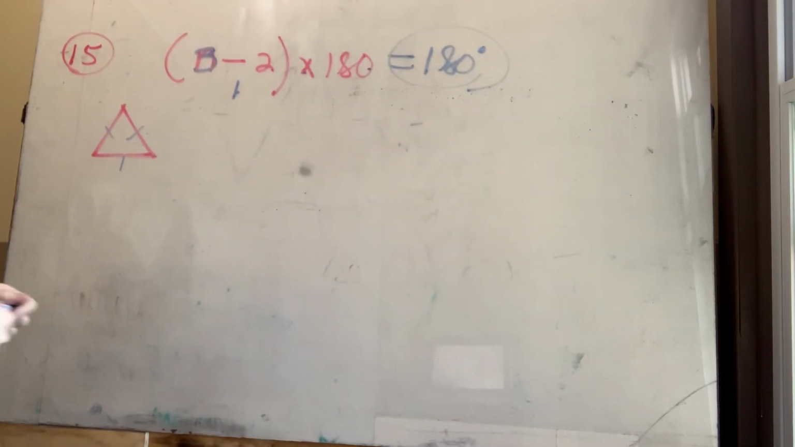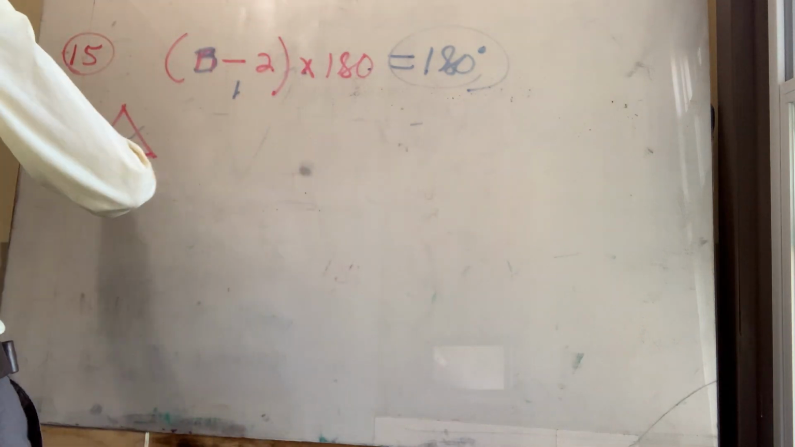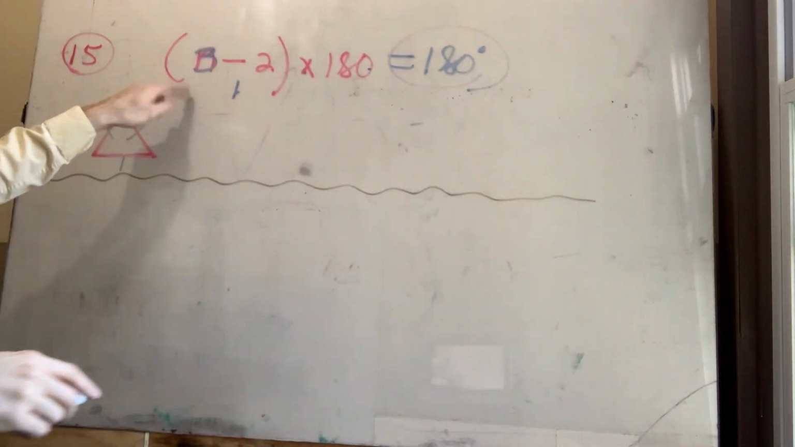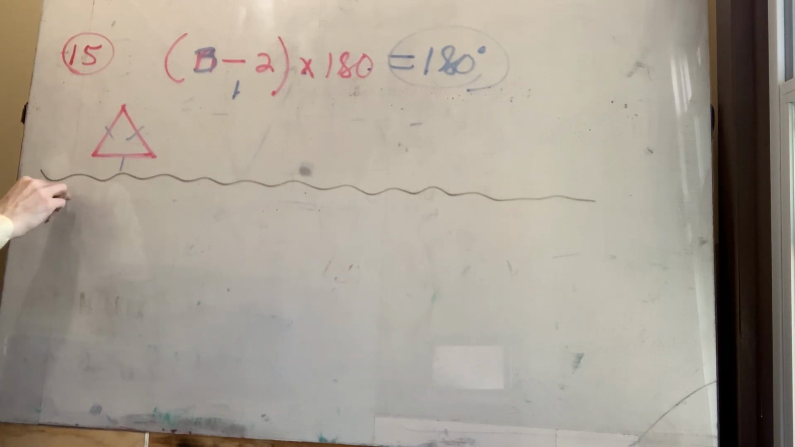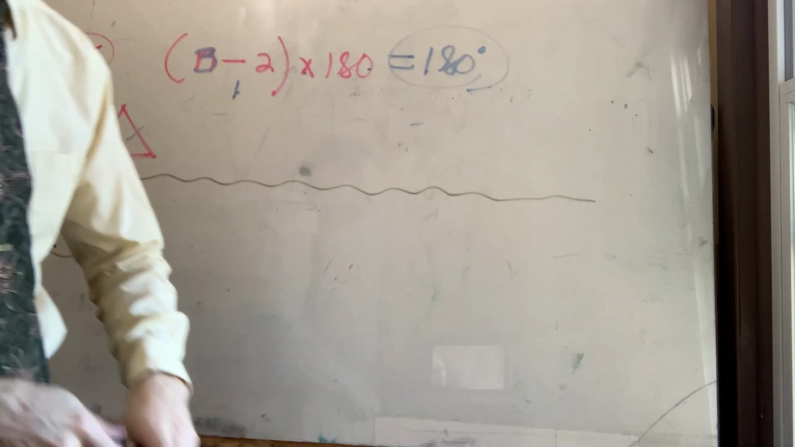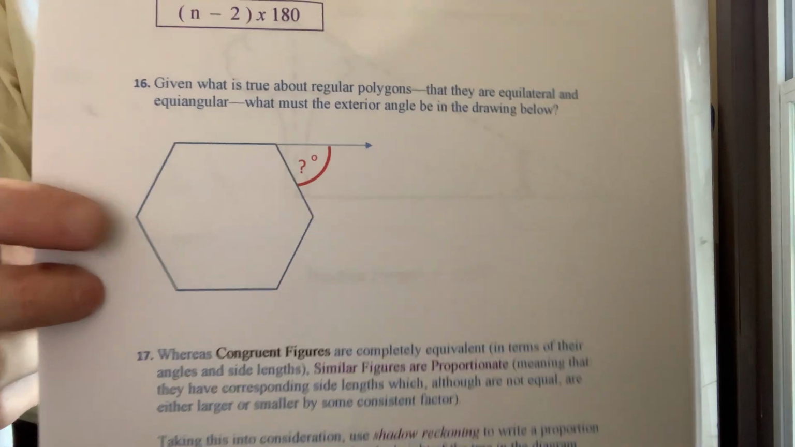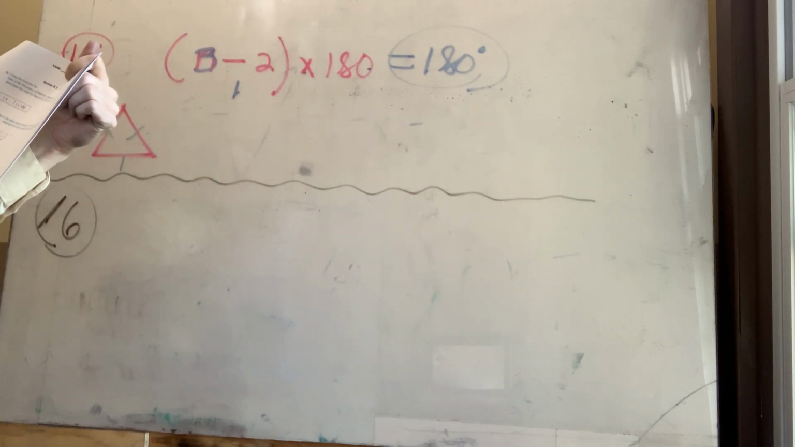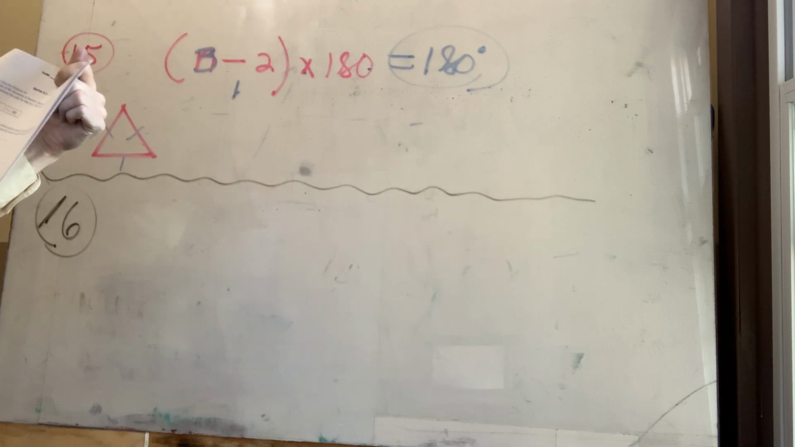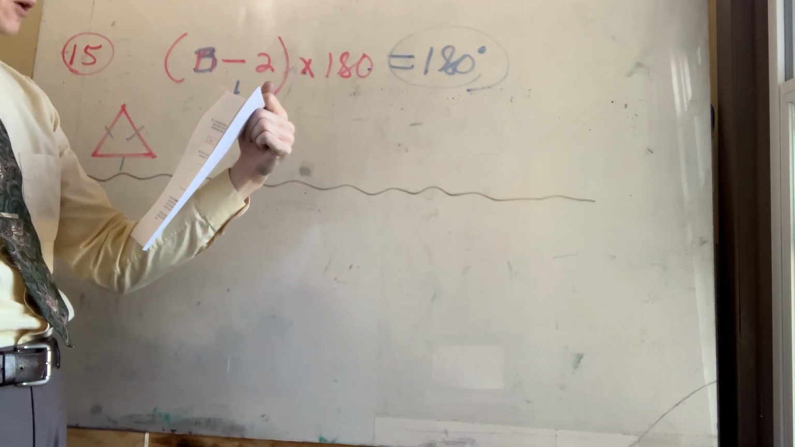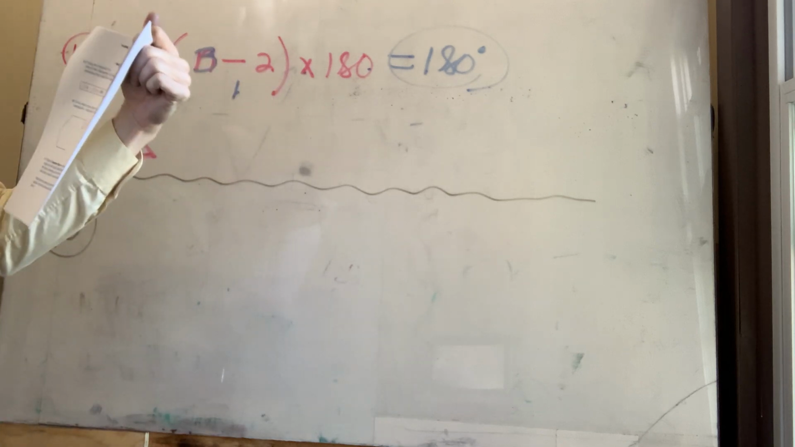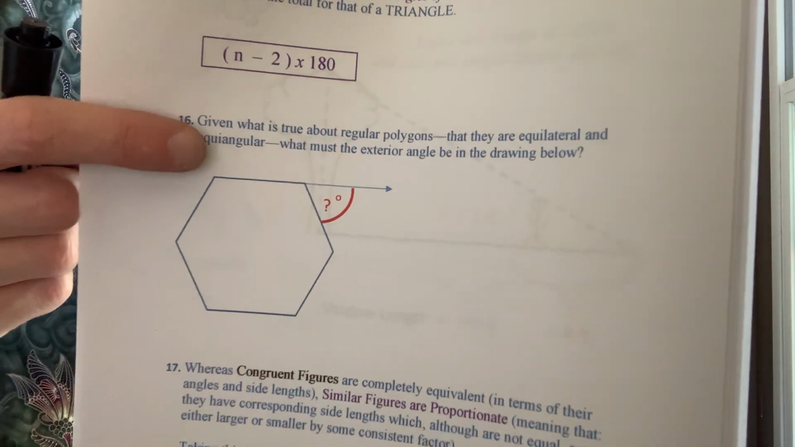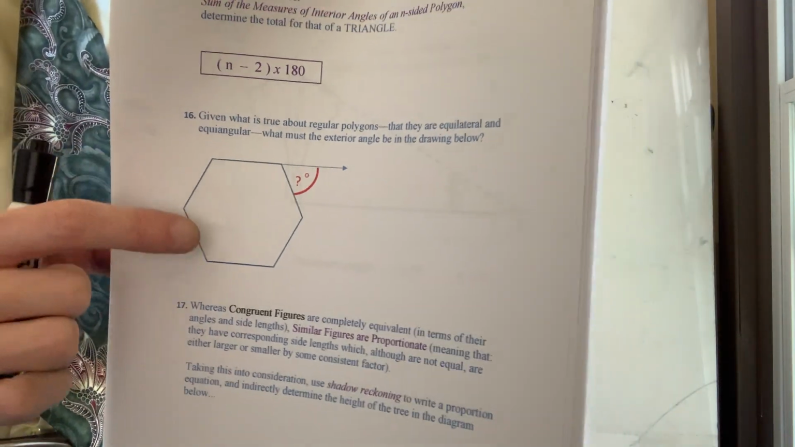Okay. When you do problem 16, it would be useful to have this formula handy. You're not going to use it exactly in the same way, but you will use it part of the way. Here's 16. Given what is true about regular polygons, that they are equilateral, that means that all of the sides are equal, and equiangular, which means all of the interior angles specifically are equal to each other, what must the exterior angle be in the drawing below? That is what appears to be a hexagon, right? This is 6-sided.